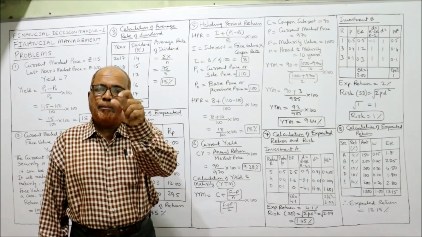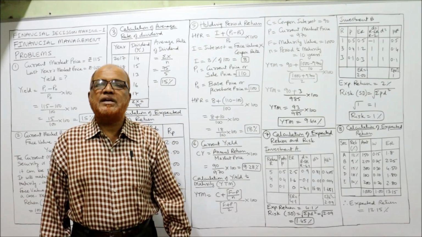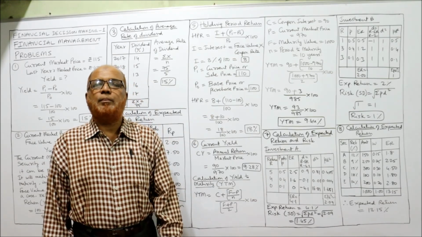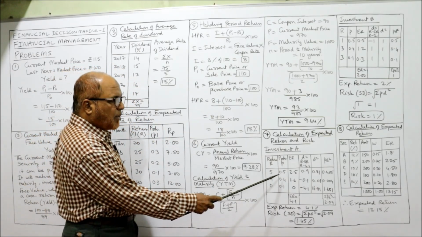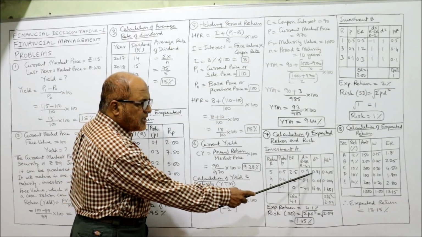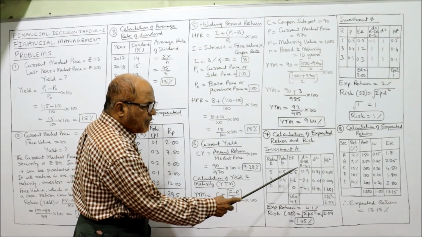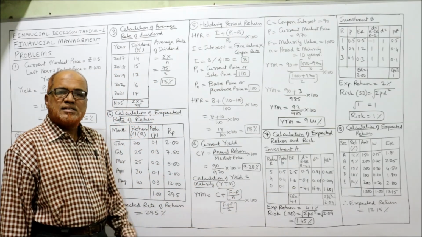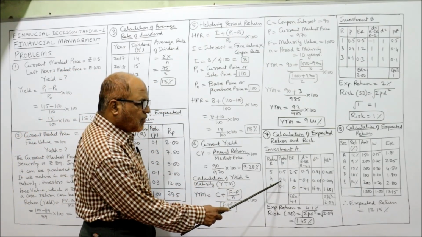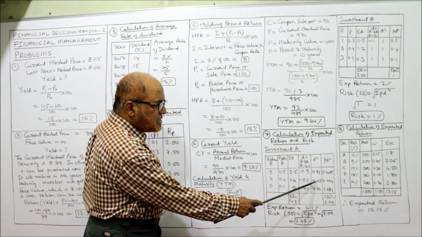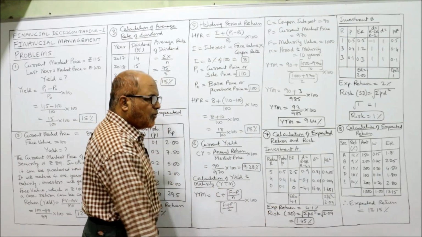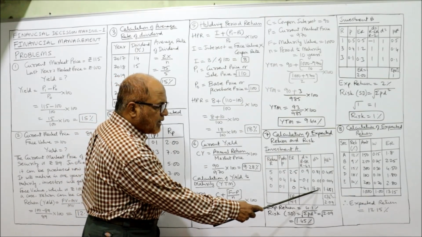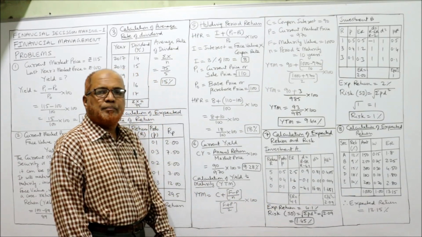Now multiply P into D square. P stands for probability. So probability into D square, you will get PD square. P is 0.5. D square is 0.81. So 0.5 into 0.81, you will get 0.405. Similarly, second probability is 0.4. 0.4 into 0.01, you will get 0.004. Last one, 0.1 into 16.81, 1.681.